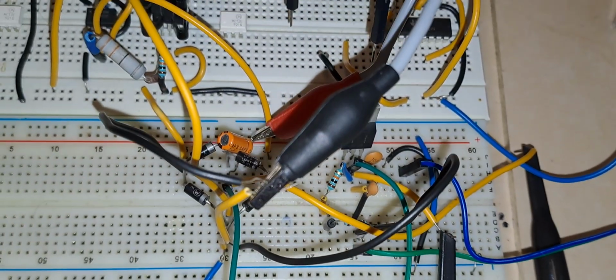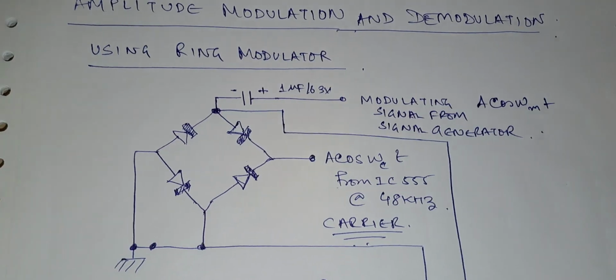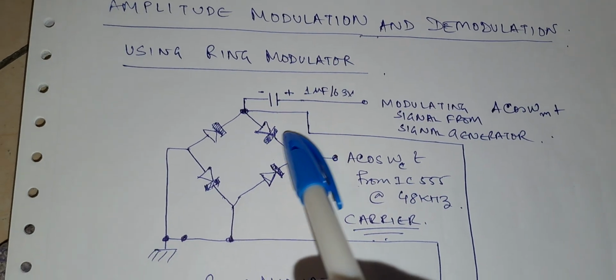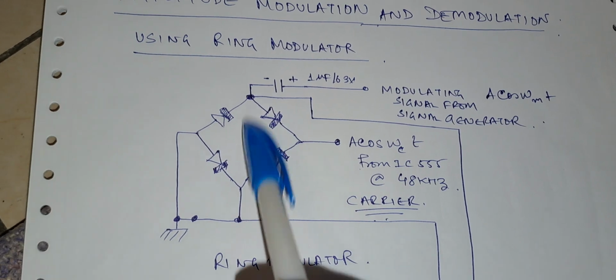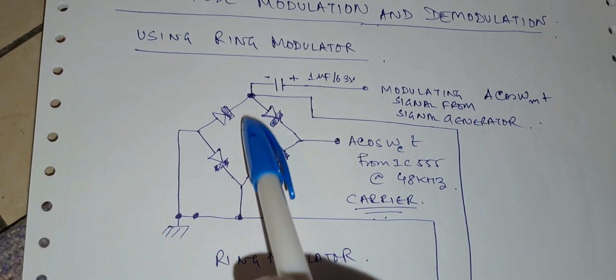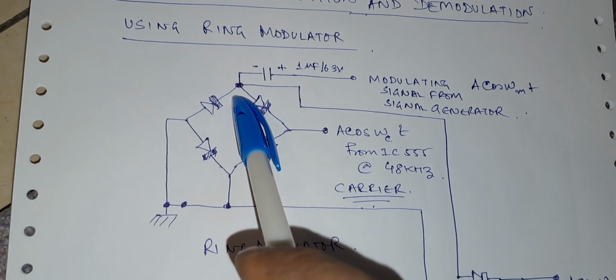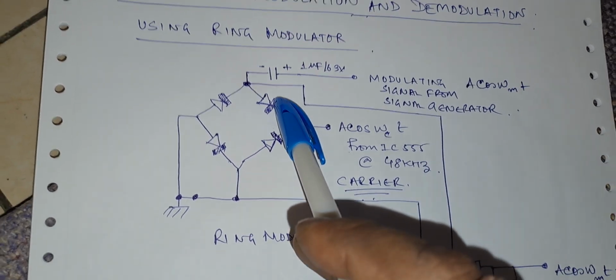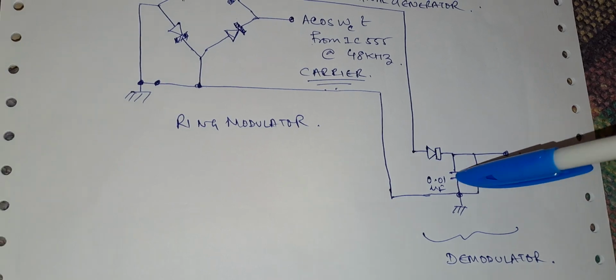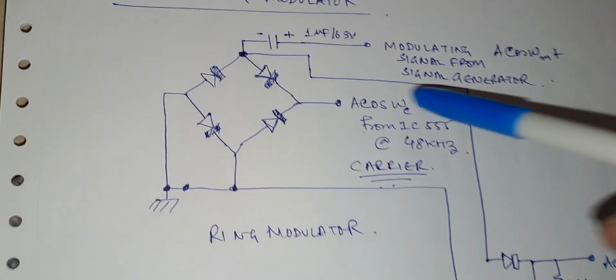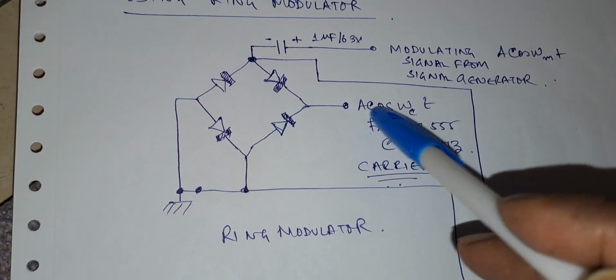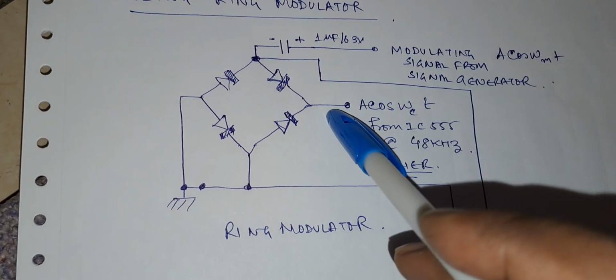So let us look into the circuit diagram. As you can see, this is my circuit diagram. This is the basic ring modulator. This modulator is responsible for mixing a high frequency signal and a low frequency signal, and we will get some waveform, and the waveform will be demodulated by this demodulator. Here you can see A cos omega ct. This is the carrier frequency.